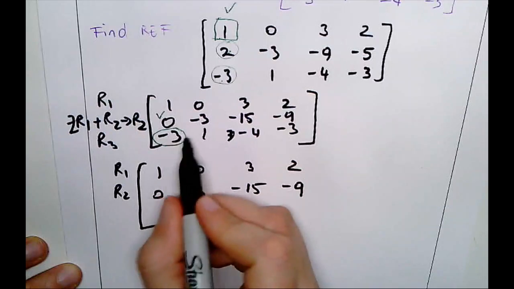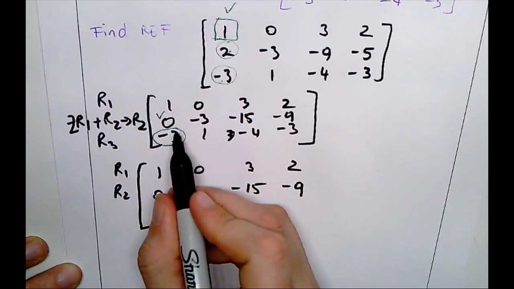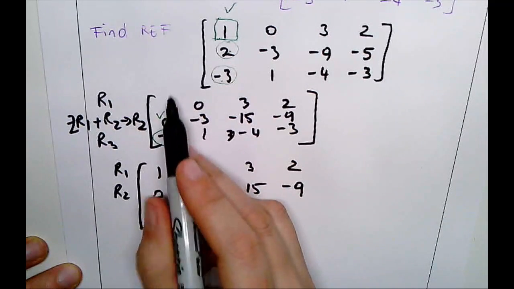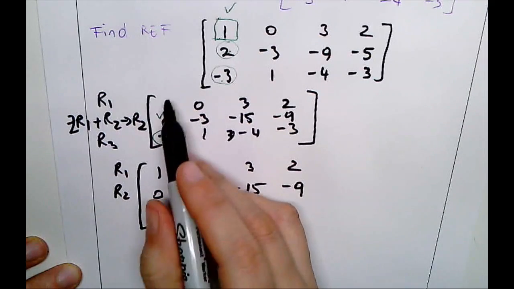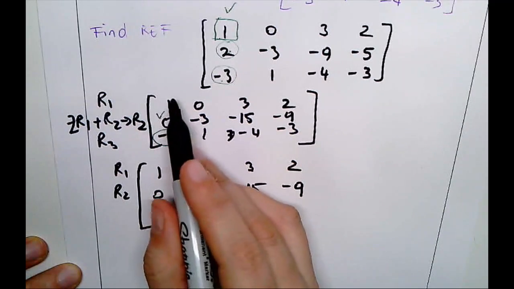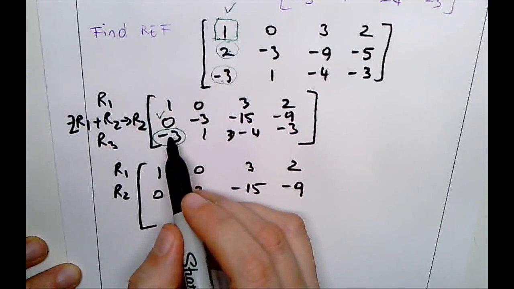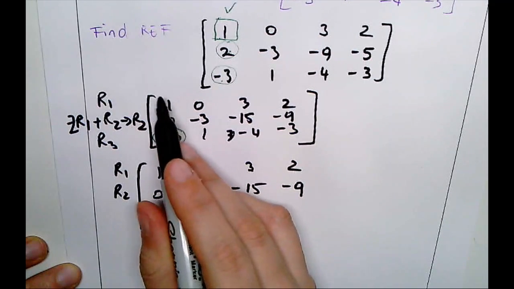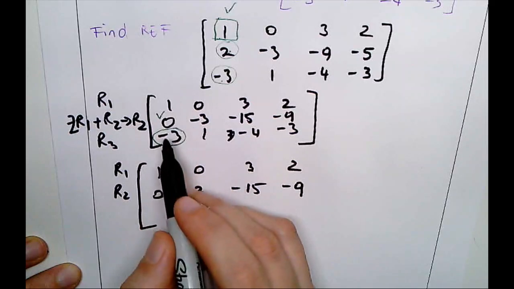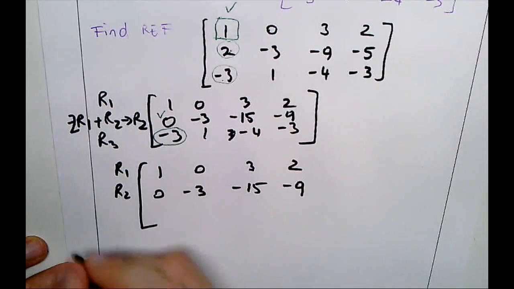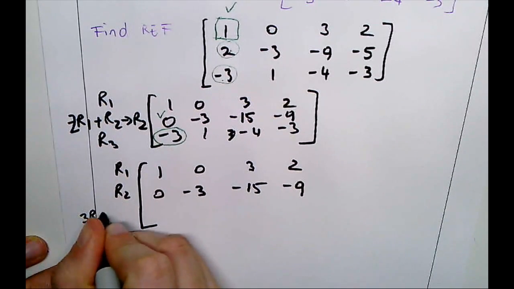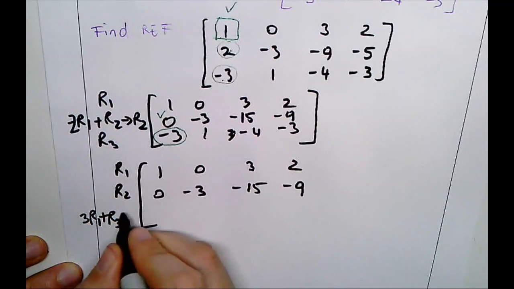And now I need to make this a 0. So I'm still working in the first column, so that tells me that I need a multiple of row 1 such that when I add it to row 3, it becomes 0 in here. So notice that I need to multiply row 1 by 3, because 3 plus negative 3 is 0. So 3 times row 1 plus row 3 is my new row 3.